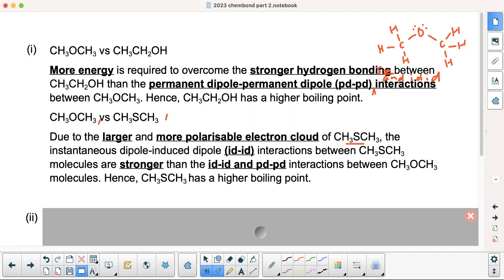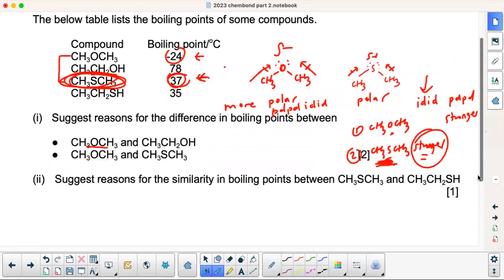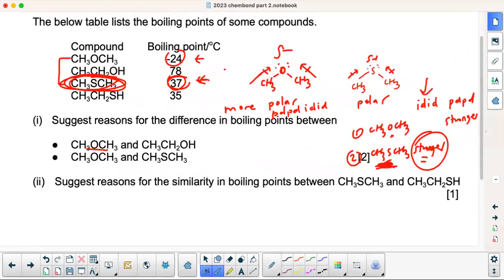Okay, Jia, maybe you help me out for this one. I can come back to this slide if you need to copy anything. Why do you think they have similar boiling points for these two? Suggest reasons for the similarity. Just give me one.